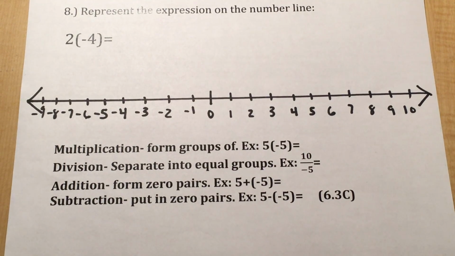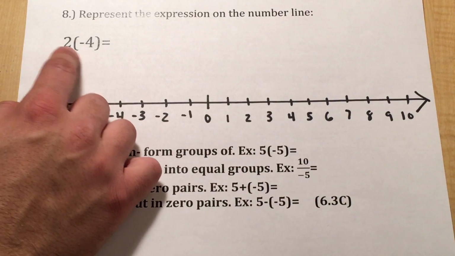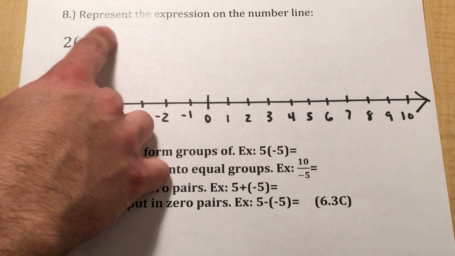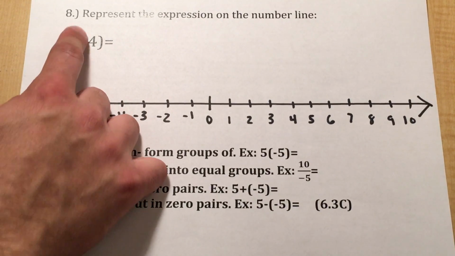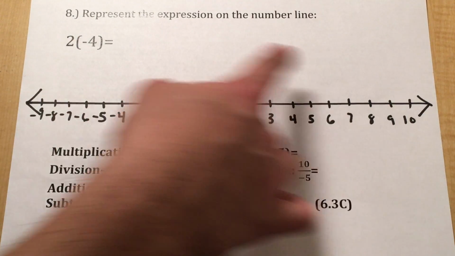Hey guys, welcome back. Here we're being asked to represent the expression on the number line. And the expression is right here. This actually, I'm sorry, it's not an expression, it's an equation. We have two groups of -4 and we have to represent this on the number line here.